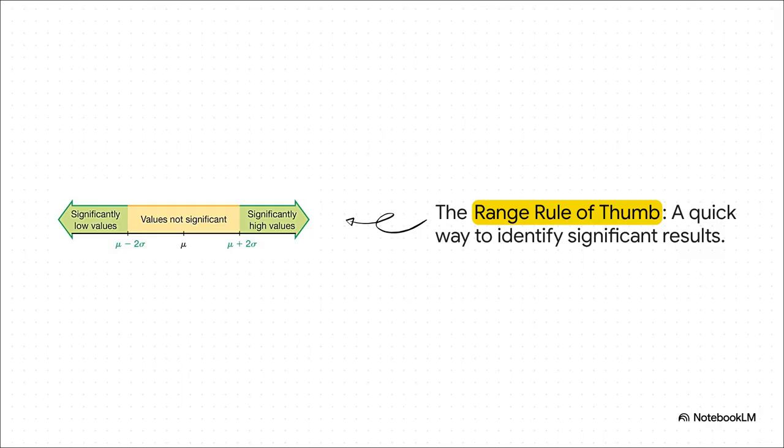So now we know the average, but how do we know when an outcome is genuinely surprising? A really handy shortcut is the range rule of thumb. Basically, it says that anything that's more than 2 standard deviations away from the mean is considered unusual. If it's inside that range, it's pretty normal.